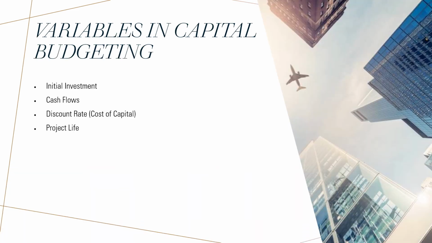That takes us to variables in capital budgeting. There are four main variables in capital budgeting: initial investment, cash flow, discount rate, and project life. These are the four main players in capital budgeting. For example, a small change in cash flow can completely alter your net present value or your internal rate of return. The goal is to decide which of these variables matter the most and how sensitive the results are to those changes.